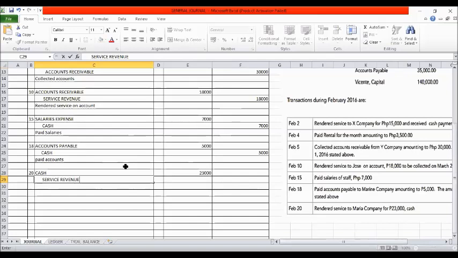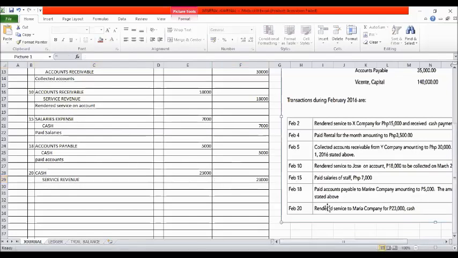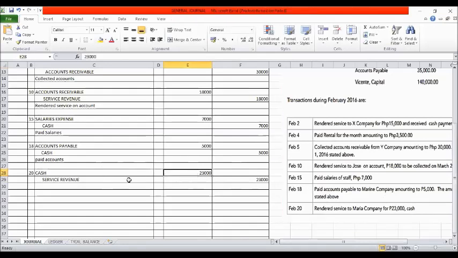So ganoon natin siya ina-analyze, guys. Tingnan natin kung ano ang treatment ng transaction. Let's say for example, dito service revenue, rendered service to Maria Company for 23,000. So, may pinagawa daw si Maria sa atin. Nag-render na daw tayo ng service sa kanila. And then, binayad na daw tayo kaagad ng cash for 23,000. So, dapat natin i-debit yung cash kasi na-receive natin kaagad yung cash, 23,000. And then, service revenue for 23,000 as well. So, ang debit and credit natin dapat laging balance yan.